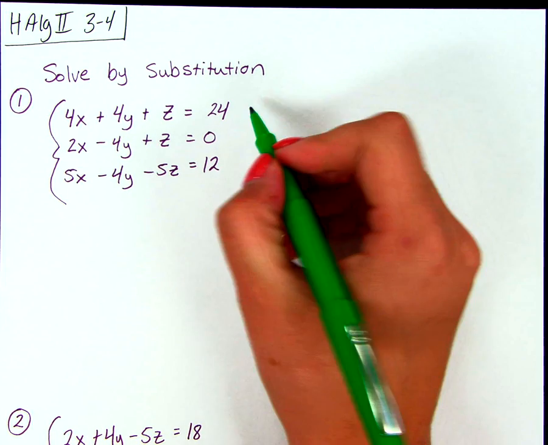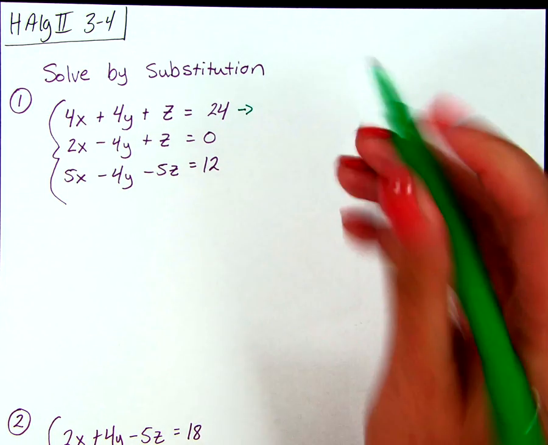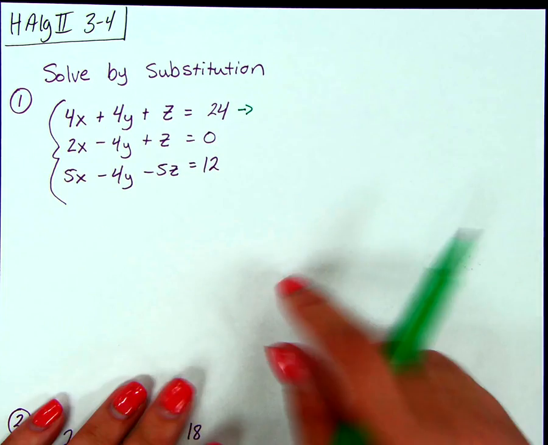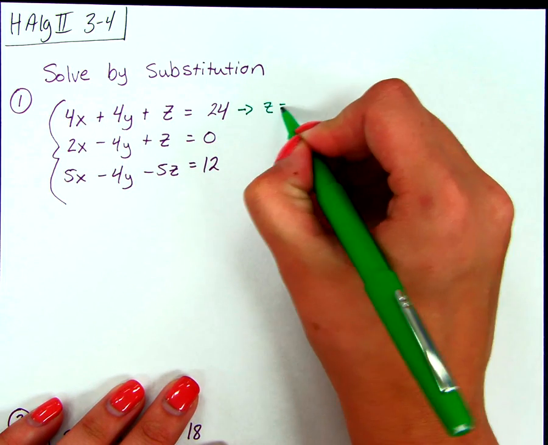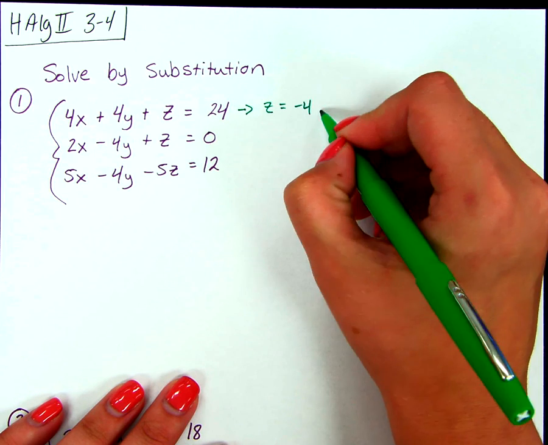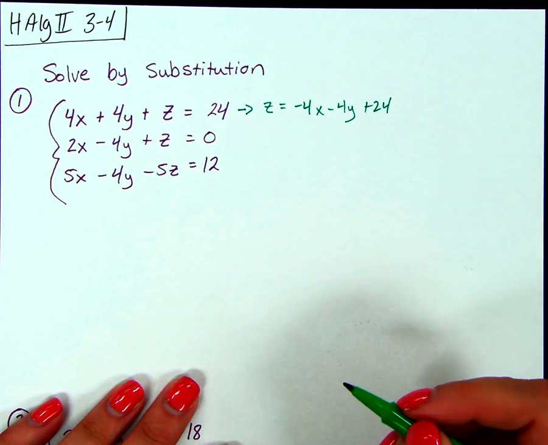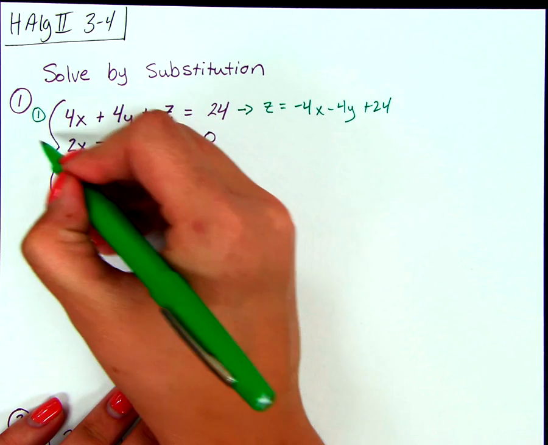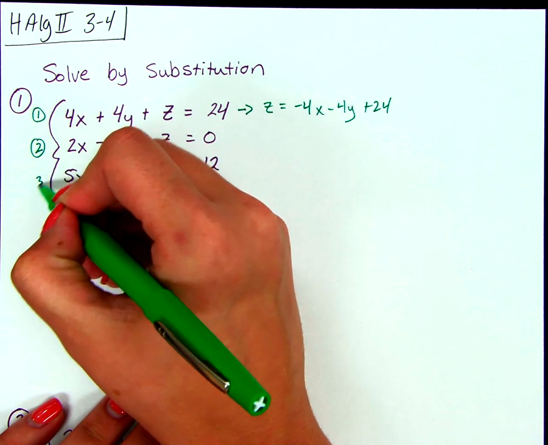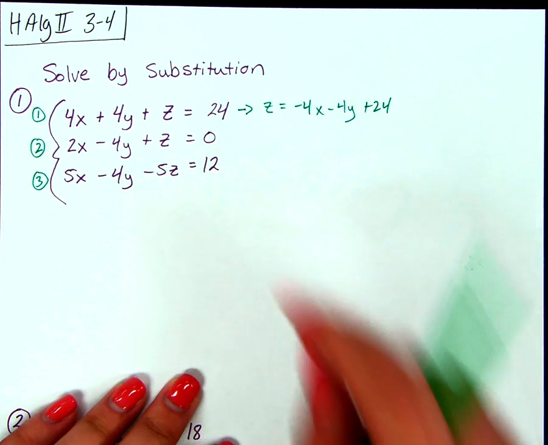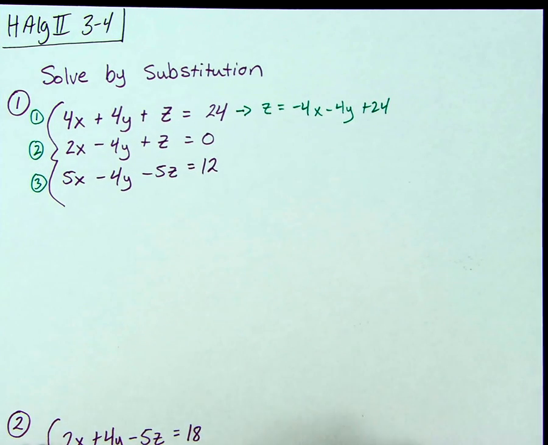I'm going to take the first one and get z by itself. That means we're going to subtract the 4x and the 4y. So we would get z equals negative 4x minus 4y plus 24. Okay, so again, that was our first equation. Now I'm going to take that and substitute it in for z into both the second and the third equation.